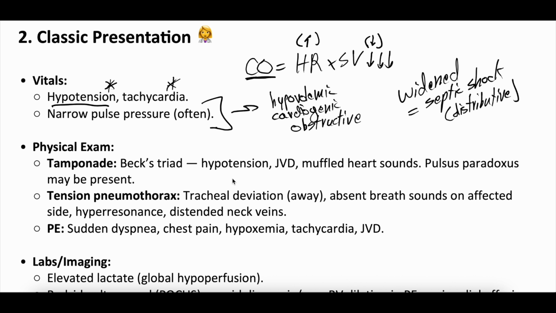So on exam, the physical exam is going to help you understand the etiology of the obstructive shock. So for tamponade, you may remember there's something called Beck's triad. And Beck's triad has the classic JVD, jugular venous distension, muffled heart sounds because that pericardial sac is full of fluid, hypotension, and then you sometimes get pulsus paradoxus.